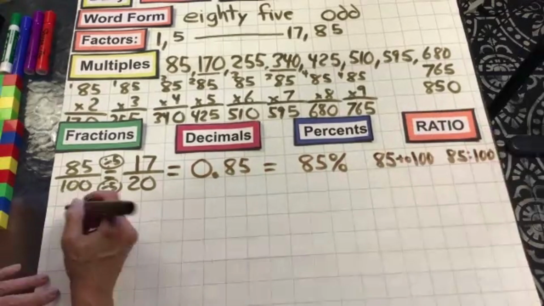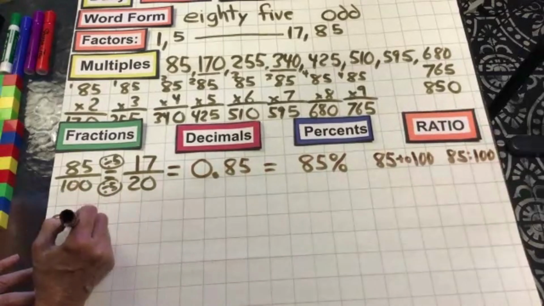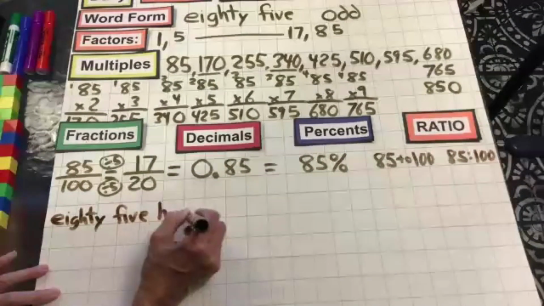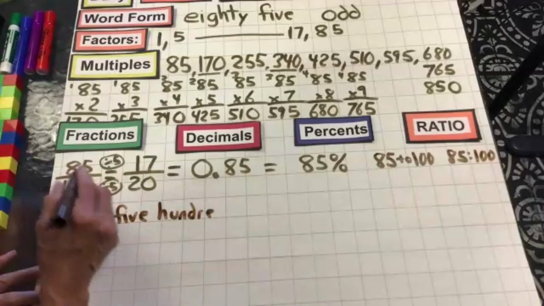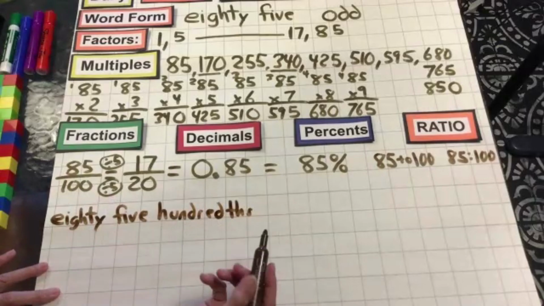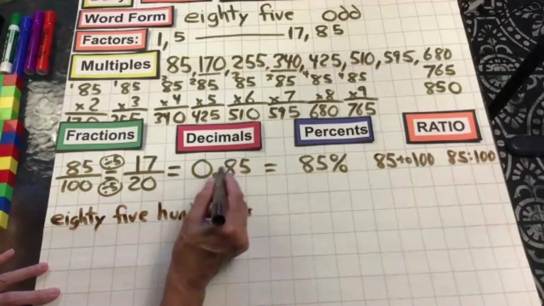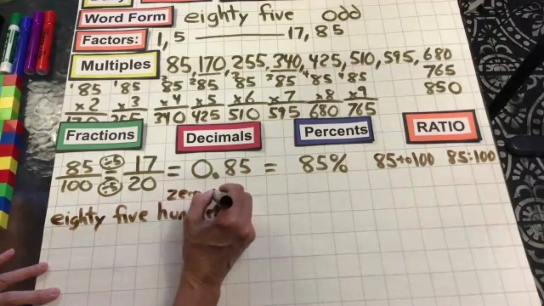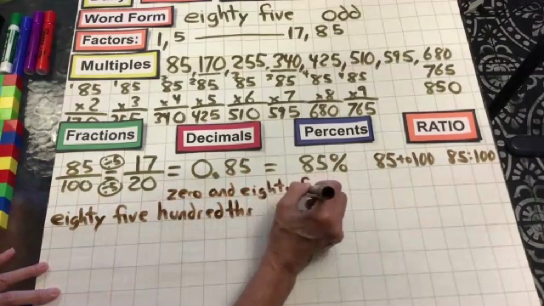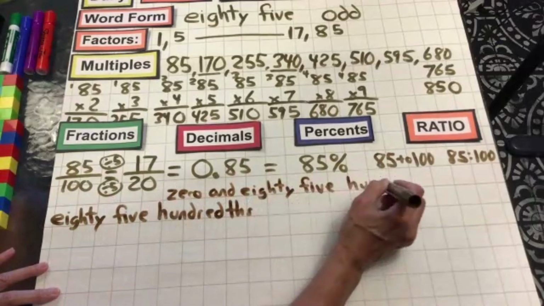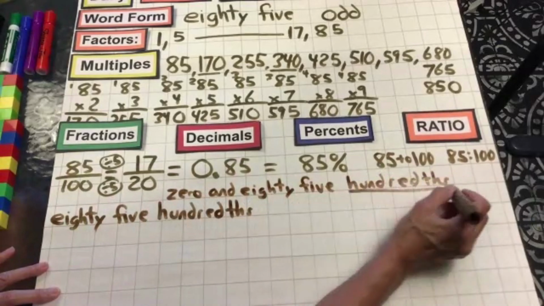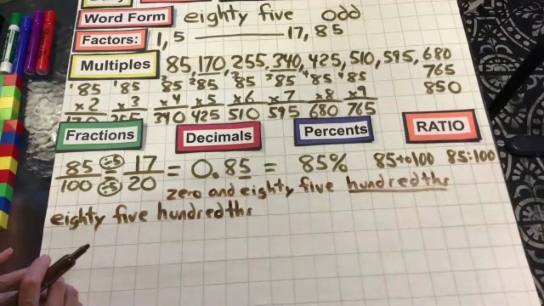Okay, and let's write this in words. So we have 85 hundredths. So the first number is the top and the bottom number is hundredths, 85 hundredths. And our decimal would be 0 and 85 hundredths. And of course, the last word is always where we end up, the place value we end up in.